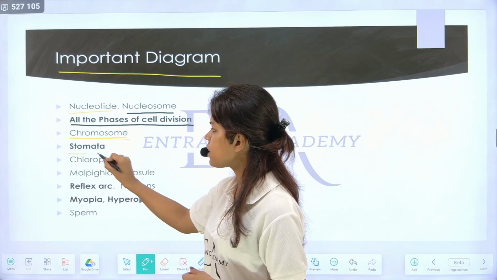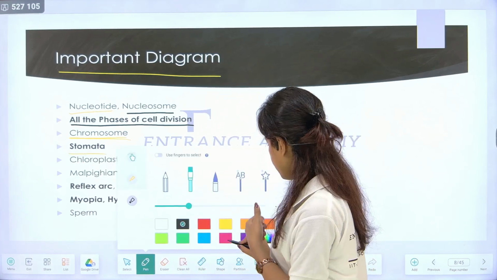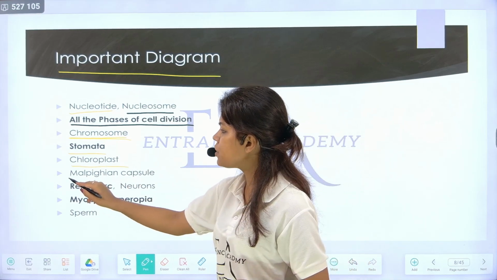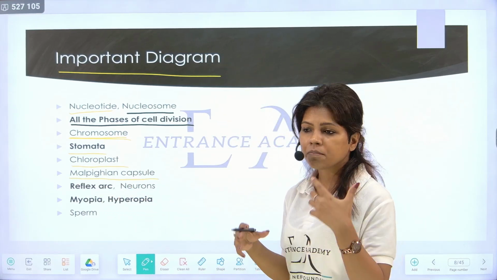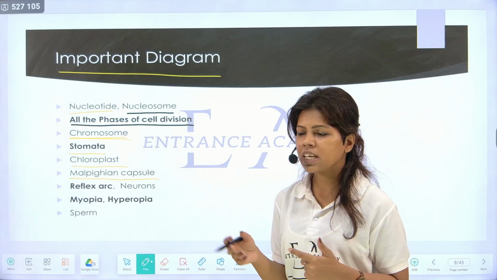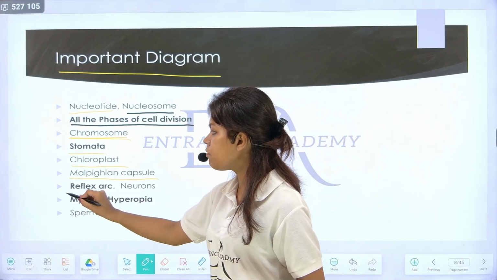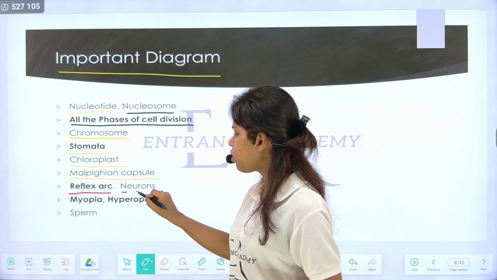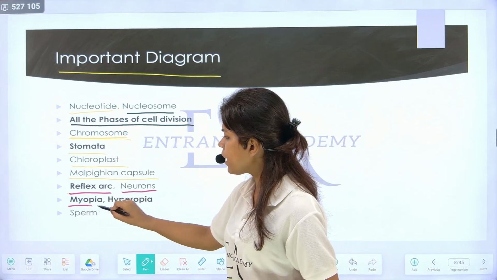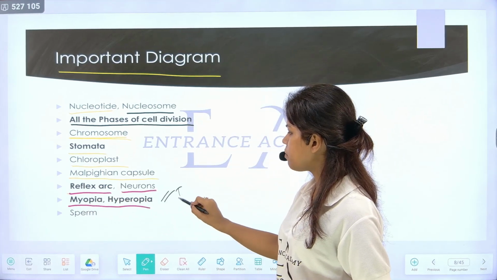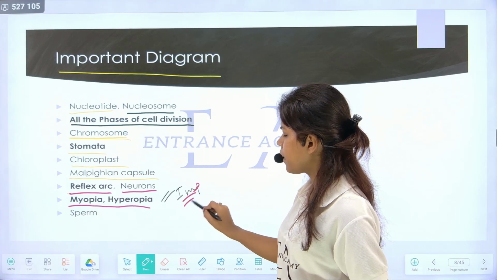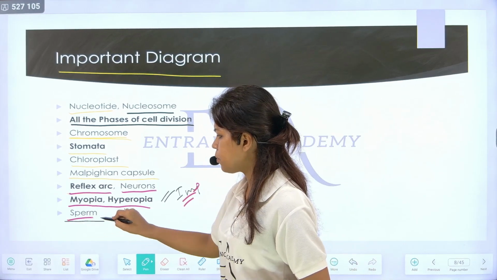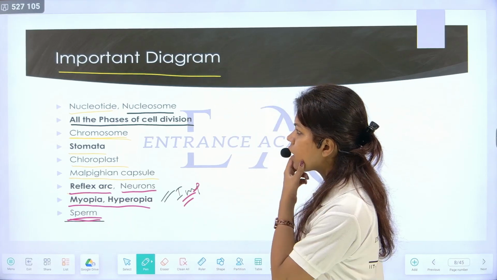Structure of stomata is another important diagram you can expect. Structure of chloroplast. Malpighian corpuscle, the structure containing Bowman's capsule and glomerulus. Pathway of reflex arc, which I have already explained. Neurons. Myopia and hypermetropia is a very important diagram you can expect definitely. And the diagram of sperm. This is a part of the reproductive system.